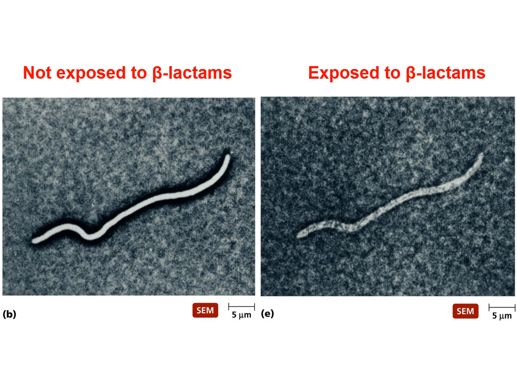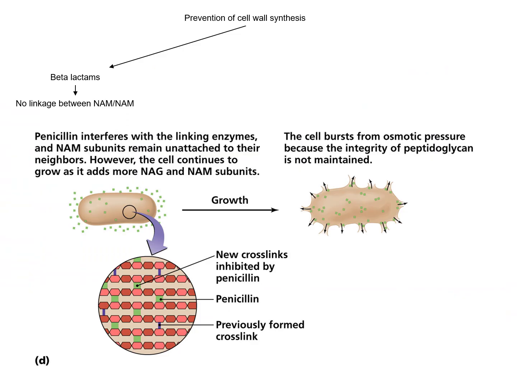This means the bacteria will rupture, will be destroyed. So not exposed to beta-lactam is the image of the bacteria on the left, and the one on the right is when the bacteria is exposed to this beta-lactam. Prevention of cell wall synthesis by inhibiting this pentapeptide from linking adjacent layers is the first category, and that was achieved through the consumption of beta-lactams.